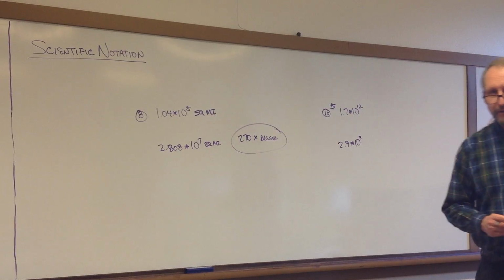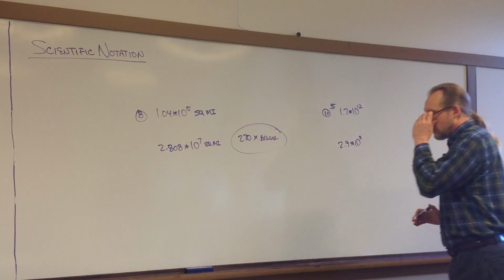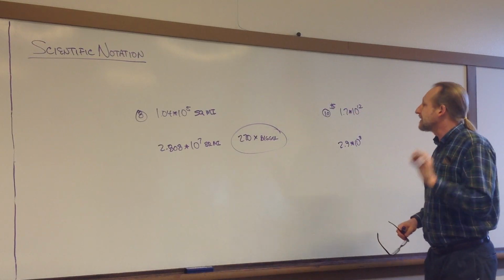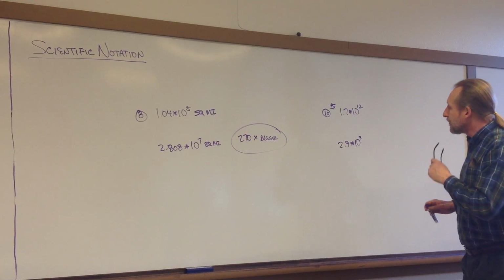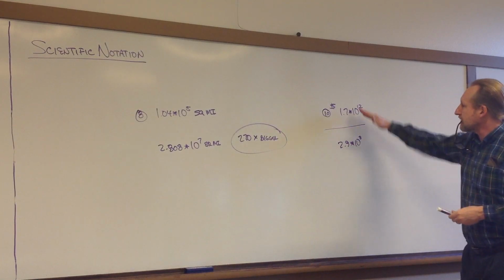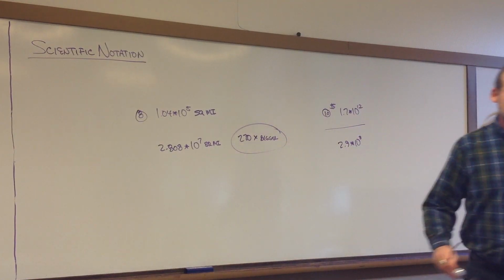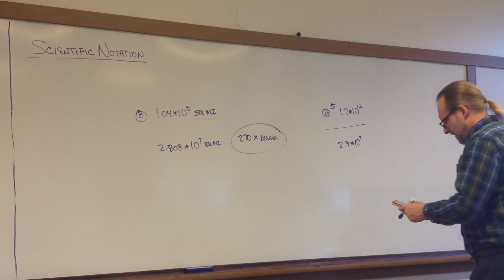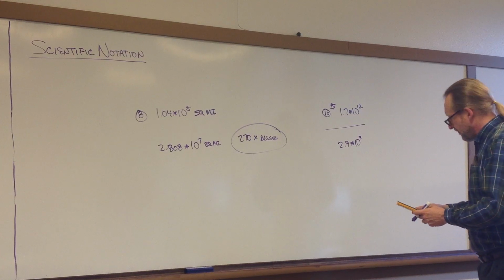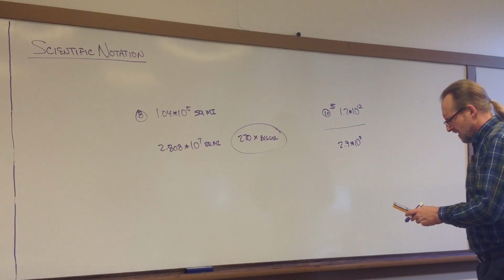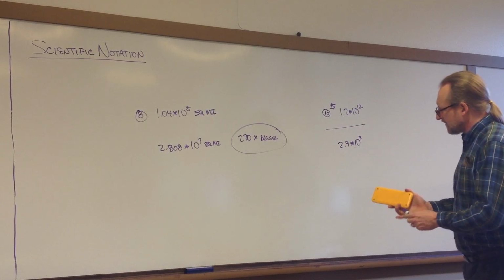That word per, remember when we were doing our dimensional analysis and conversion stuff? That word per means divide. So if it's per person, that means you want to divide the amount by the number of people. Okay, so let's go ahead and do that. 1.7 E12 divided by 2.9 E8, and it's about $6,000.